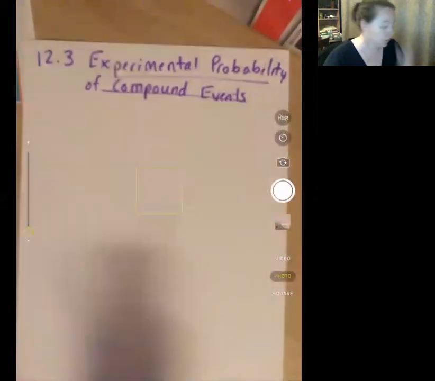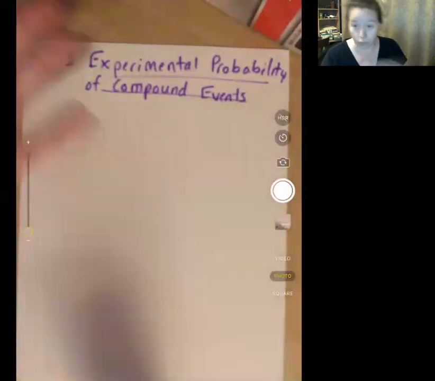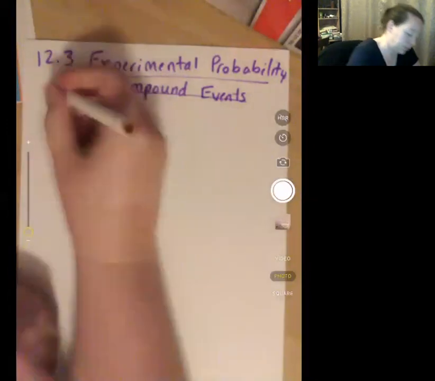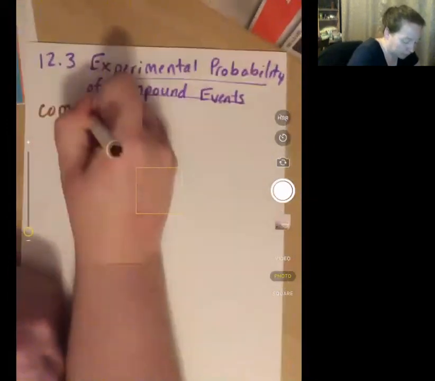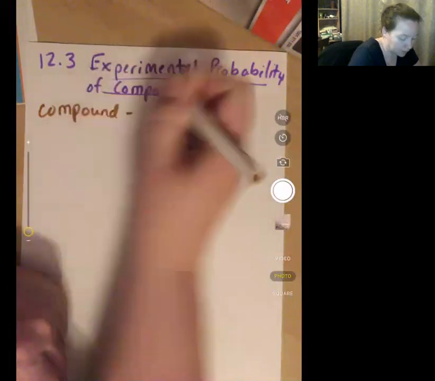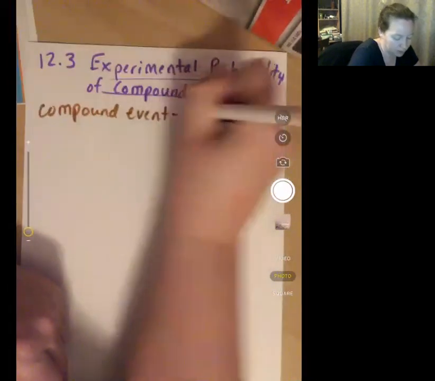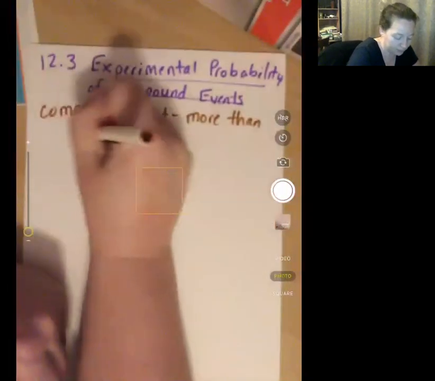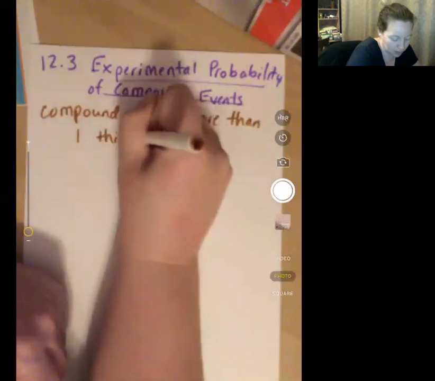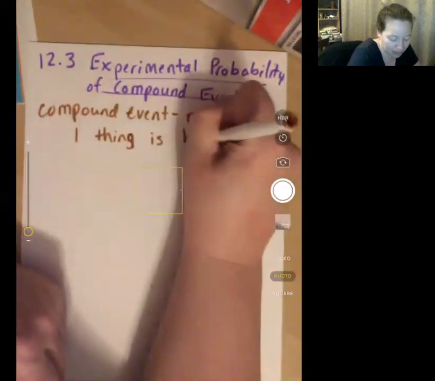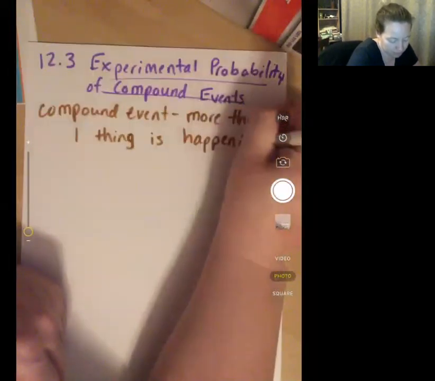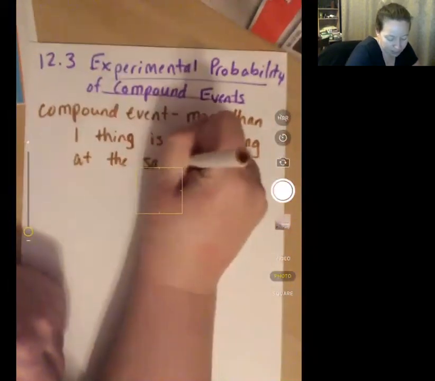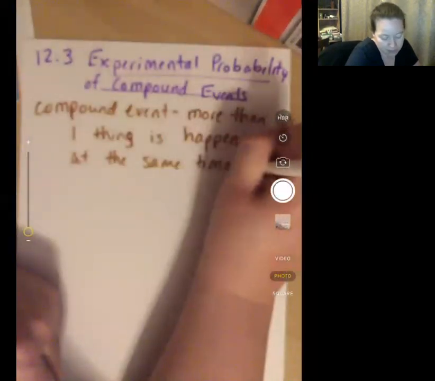Okay. So a compound event is when more than one thing is happening at the same time. So, compound event: more than one thing is happening at the same time.